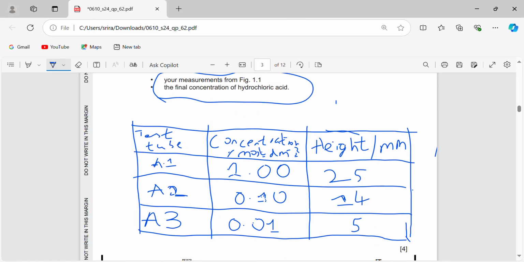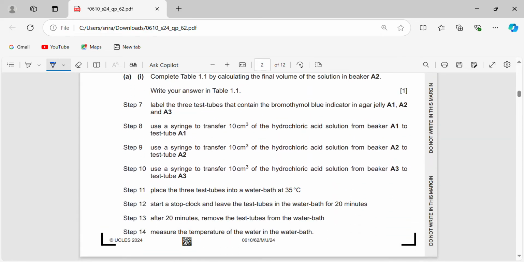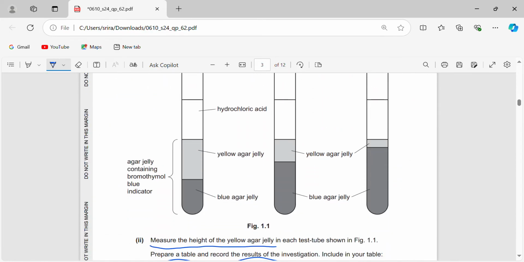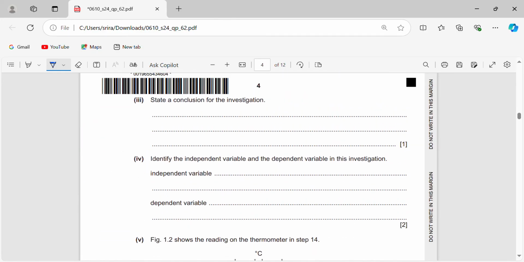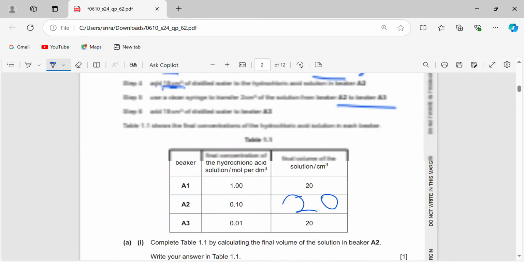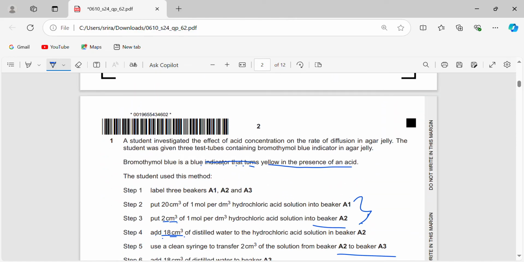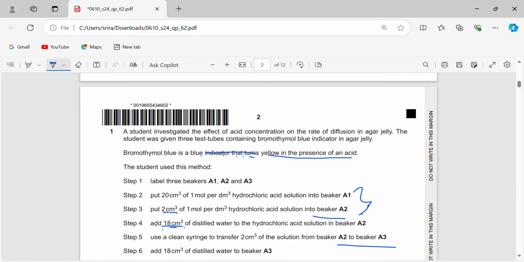So we have the test tube column, a concentration column, and a height column. So these are important details, and we've scored 5 marks already. Now we go down. State a conclusion. So the theory that what they're trying to investigate is the rate of diffusion of agar jelly. So in the agar jelly.